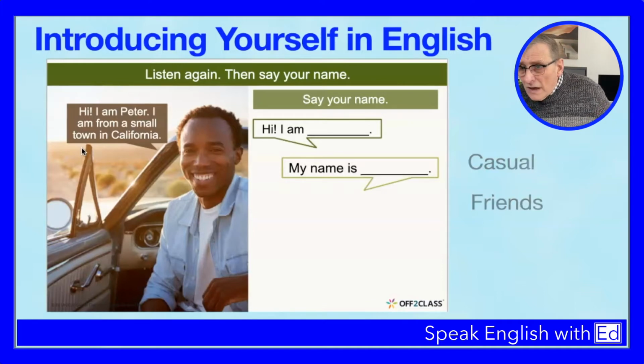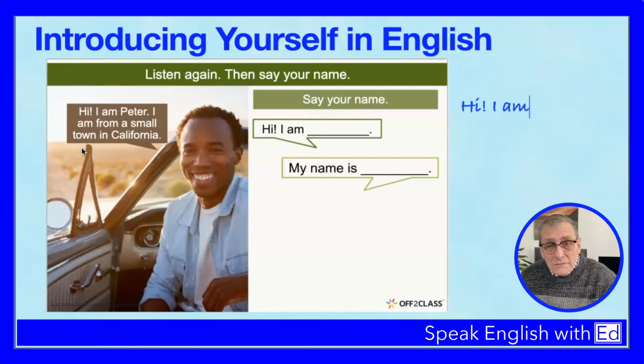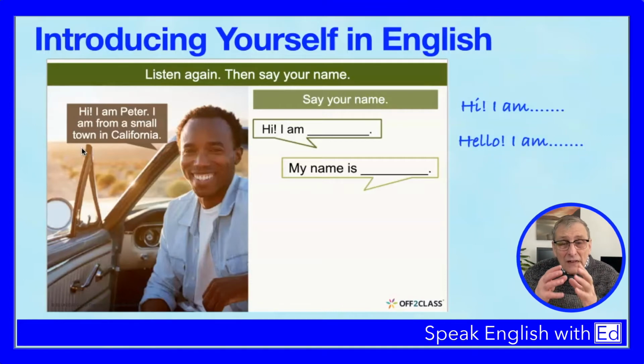Right, so what I want you to do now is take your notebook and write down these different introductions, so that you can get used to saying them. Write down, hi, I am, and then put your name. And then write down, hello, I am, and put your name. These are two I am type introductions.